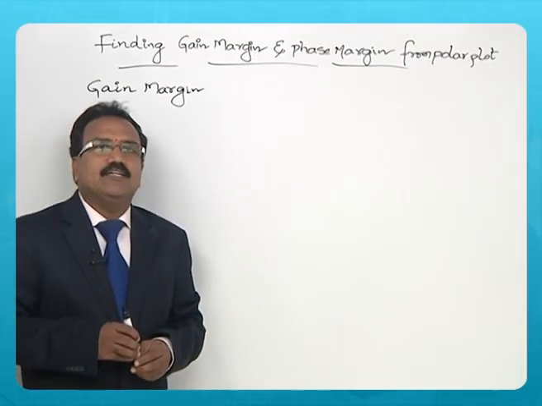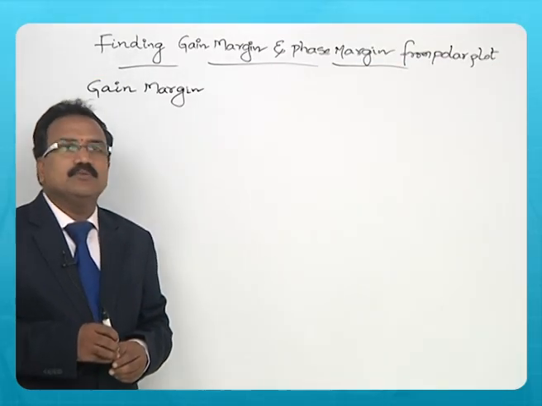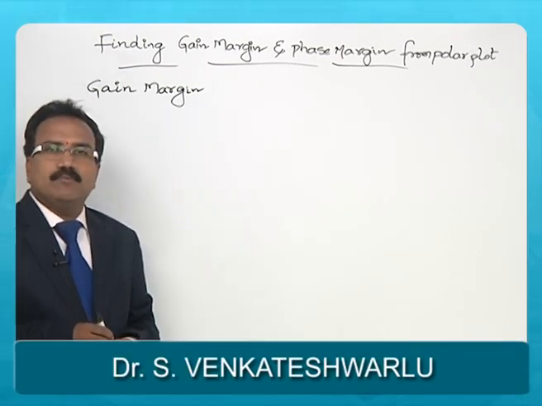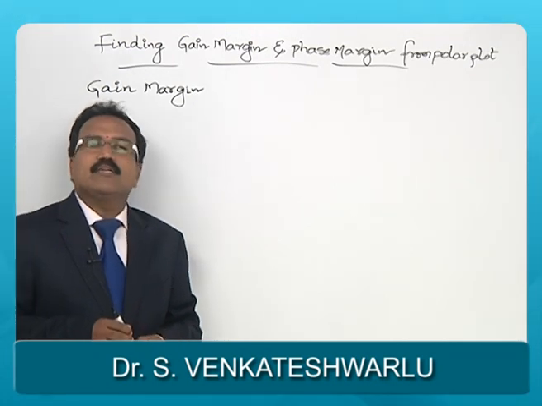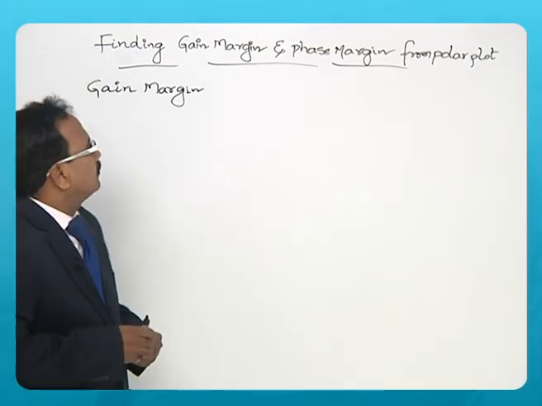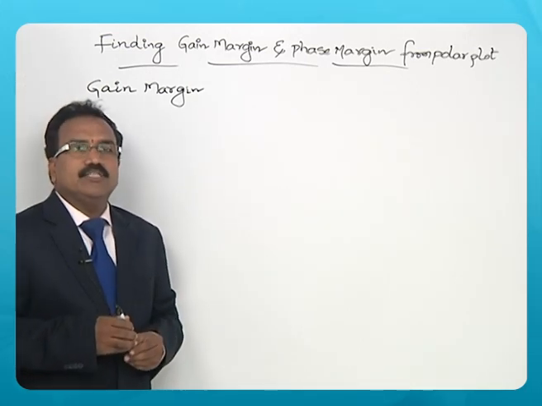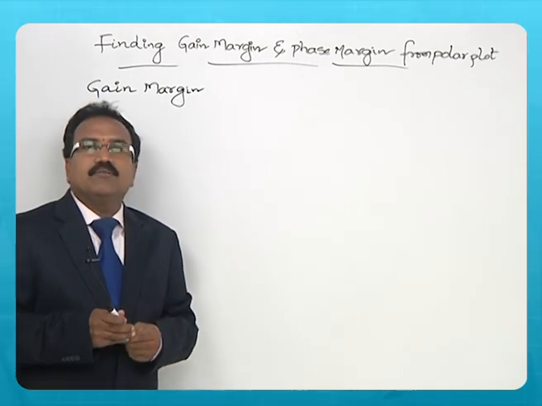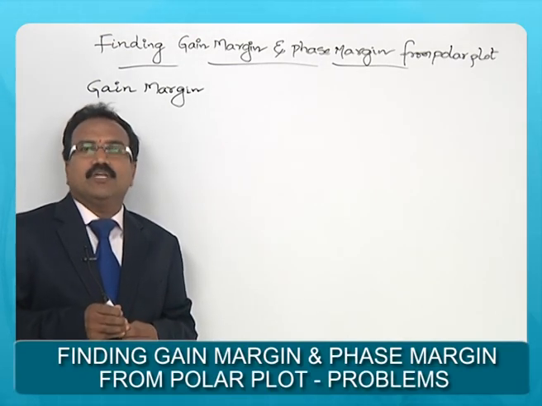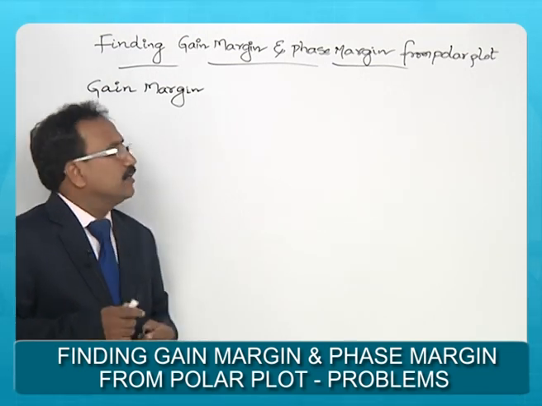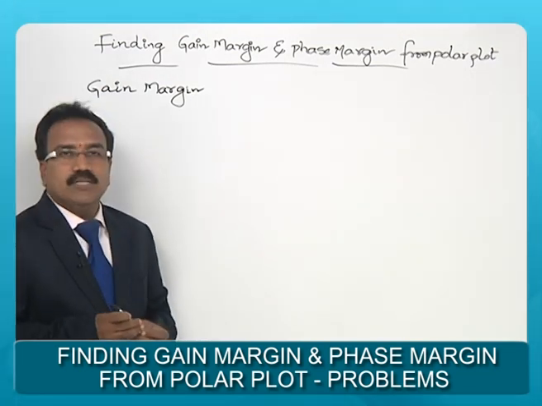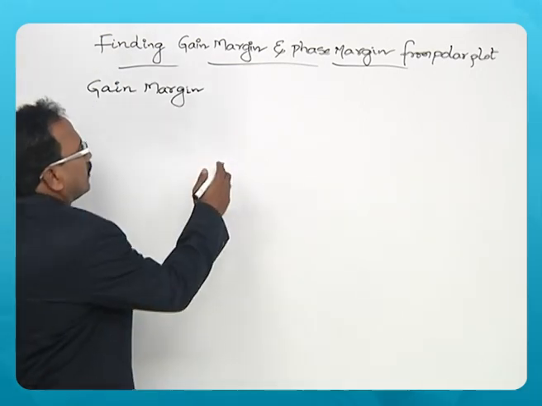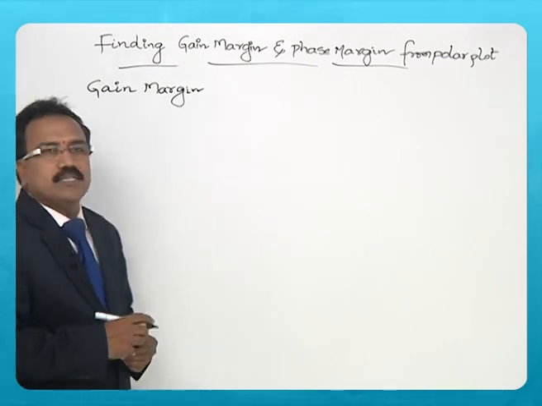Gain margin and phase margin are the two performance parameters which are helpful to know the stability of the system. In a control system, gain margin is defined as the amount of gain that can still be added to the system without affecting its stability. These two, gain margin and phase margin, can be determined from the polar plot, which is the frequency response plot.